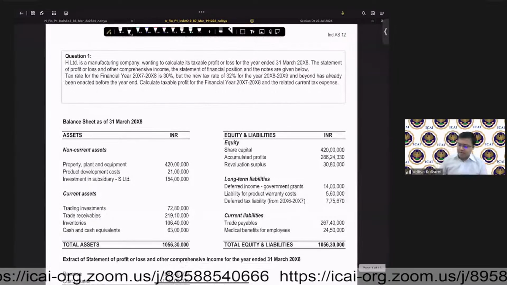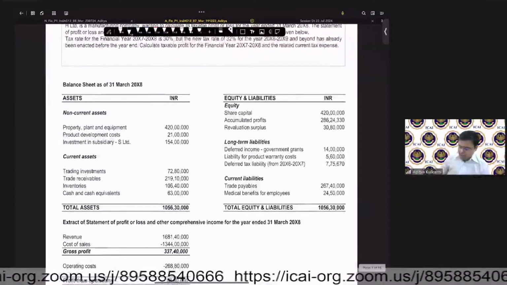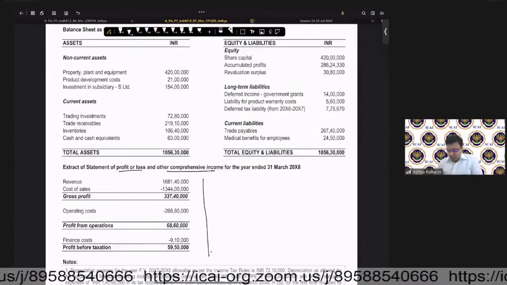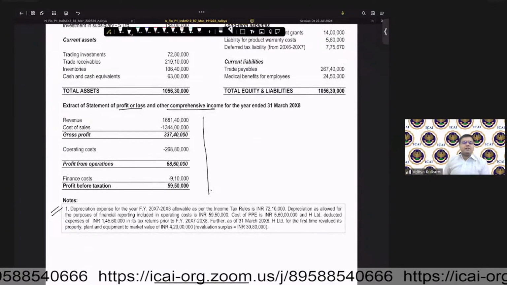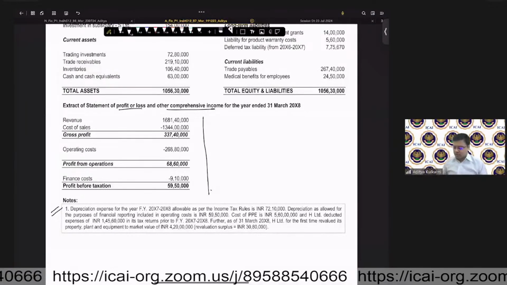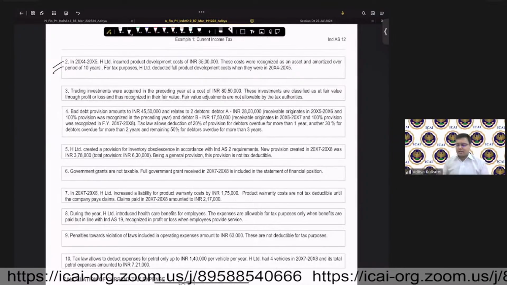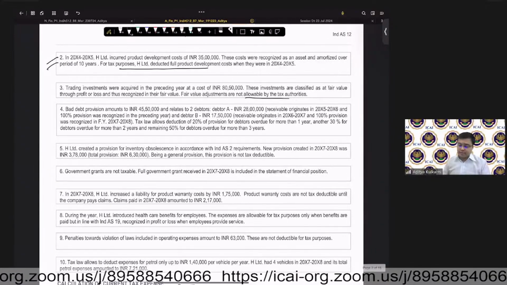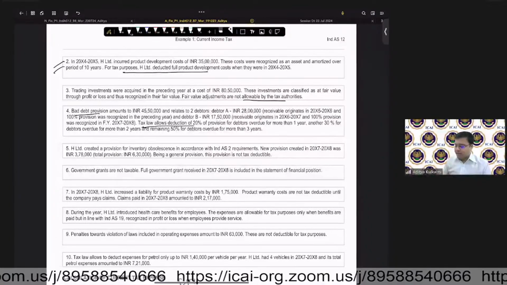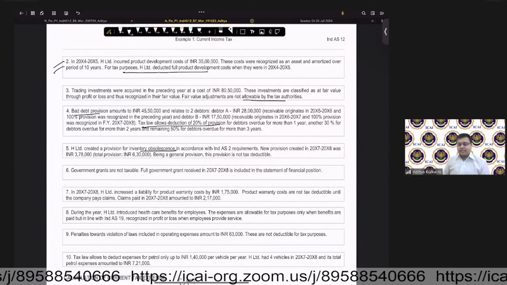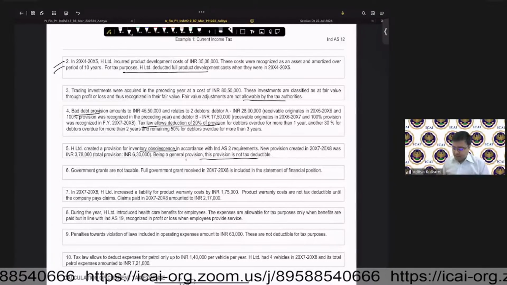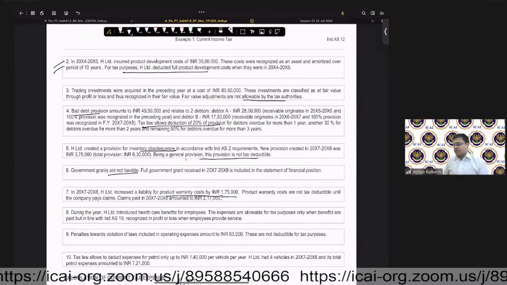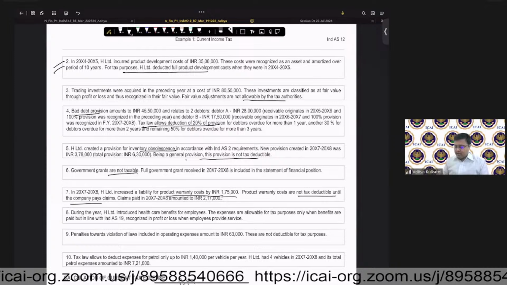So what you are given is the accounting profit and loss and other comprehensive income, as per books of accounts. Then you are given depreciation for this year as per books and as per tax record. Then product development cost incurred, and what is the tax treatment for that? Then trade investments fair value adjustments not allowed by tax authorities. Bad debt provision is given, and what is the impact under the tax laws. Inventory obsolescence is there under Ind AS 2, but this provision is not tax deductible. Government grants not taxable. H Limited increased a liability for product warranty cost by INR 1,75,000, not tax deductible until the company pays the claims.